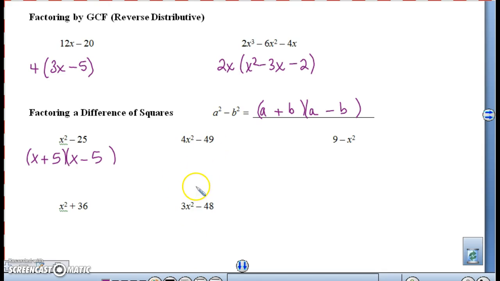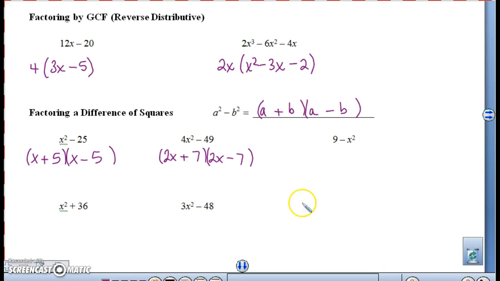4x squared minus 49. 4x squared is a perfect square even though it's got a 4 out front. 4 is still a perfect square. 49 and x squared are all perfect squares. There's a minus in the middle. Make my double bubbles. Now, what gives me 4x squared that's identical? 2x times 2x. I know it's going to be plus or minus. And 49 is 7 times 7.